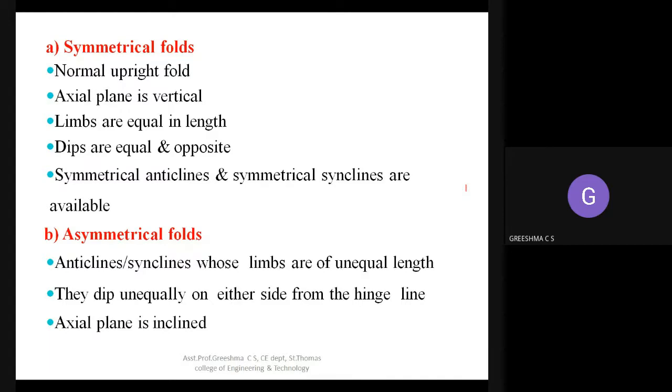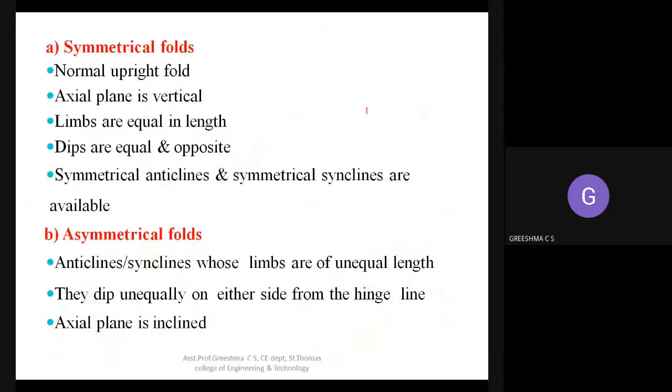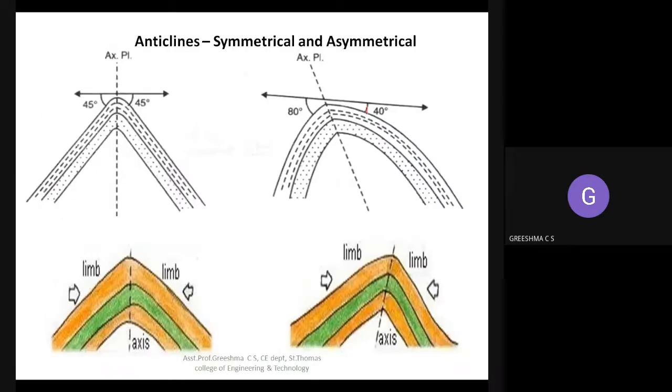See the angle of inclination. This is different. Here it is exactly 45 degrees, but the other side is not creating an equal angle. That means the dips are unequal. This is called the dip, which we have studied. So these dips are unequal. The axial plane is inclined, definitely, as we have seen. So that is symmetrical and asymmetrical.